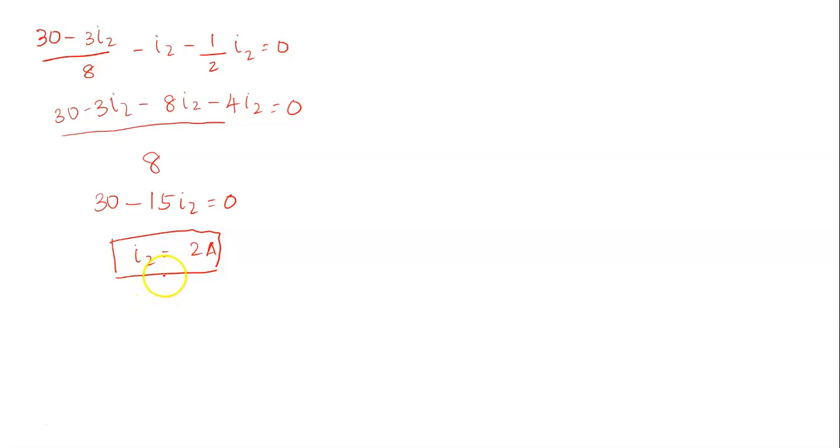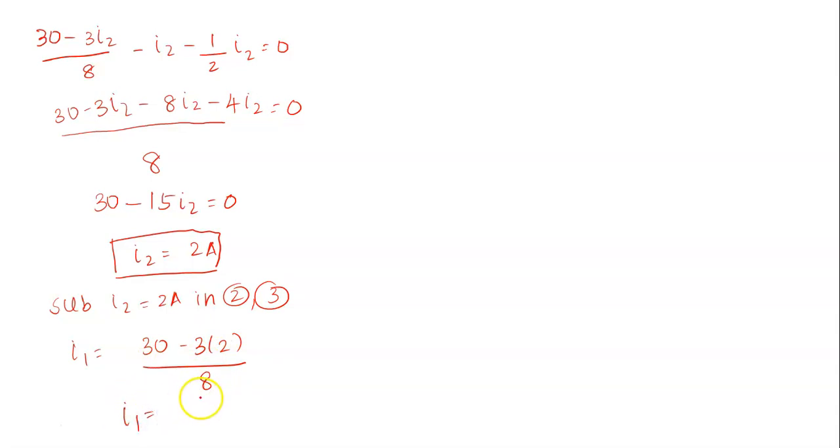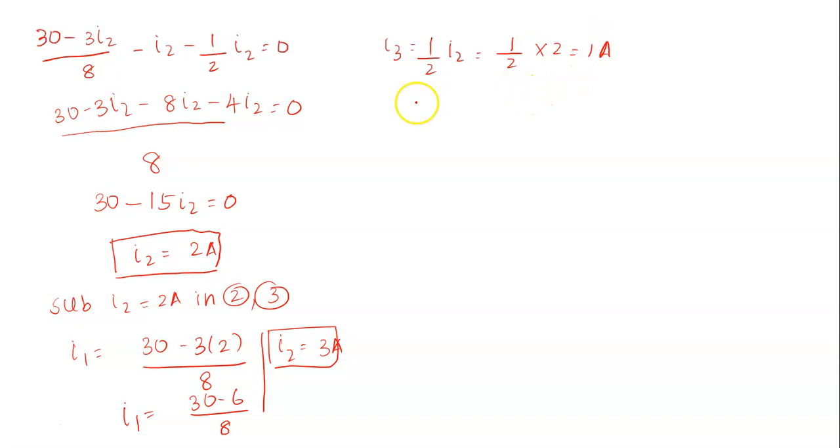So we are going to substitute I2 is equal to 2 ampere in equations 2 and 3. So we get the value of I1. I1 is equal to (30 minus 3 into 2) divided by 8. So I1 is 30 minus 6 by 8, so I1 will be 3 ampere. Now we are going to find I3. We know I3 is equal to 1 by 2 I2. So 1 by 2 into 2 is equal to 1 ampere. So we found the values of I1 is equal to 3 ampere, I2 is equal to 2 ampere, and I3 is equal to 1 ampere.